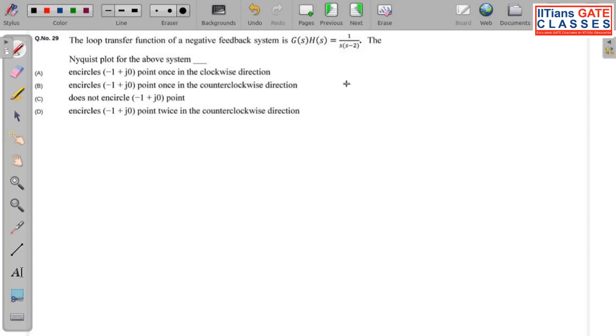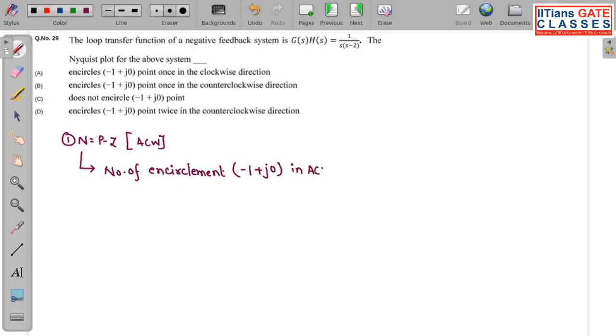Okay, fine. So we know the formula. There are two formulas actually. So what is the first one? N is equal to P minus Z when the Nyquist plot encircles the critical point in anti-clockwise direction. Okay, so N is what? Number of encirclements of the critical point minus 1 plus j0 in anti-clockwise direction.